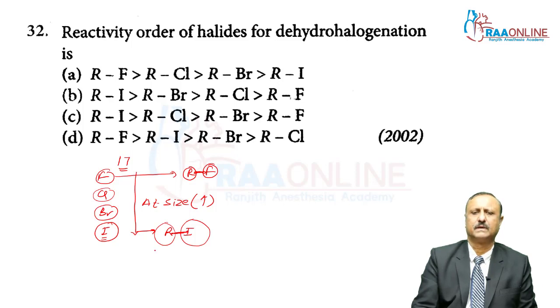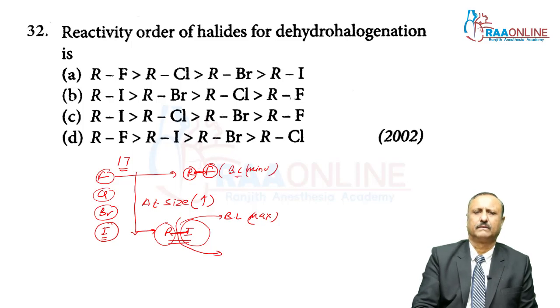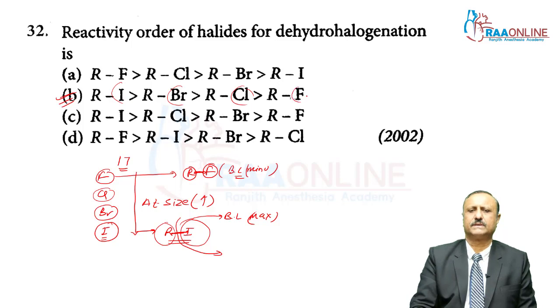So, my dear friends, when this reacts in dehydrohalogenation, meaning the halogen is removed from the alkyl halide, it is removed easily where the bond length is maximum. Here we can see the bond length is minimum. So reactivity increases. So for question number 32, the order is RI, RBr, RCl and RF, from bigger size to smaller size. This is the answer.